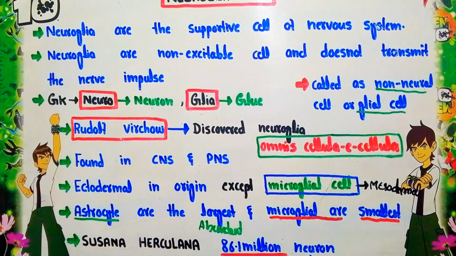Now we will see the number of neuroglial cells found in our nervous system. It was earlier thought that the number of glial cells was many times greater than the number of neurons, but according to recent studies involving many sophisticated techniques by Suzana Herculano-Houzel, she concluded that our whole brain possesses 86.1 million neurons, while it possesses 84.6 million glial cells.